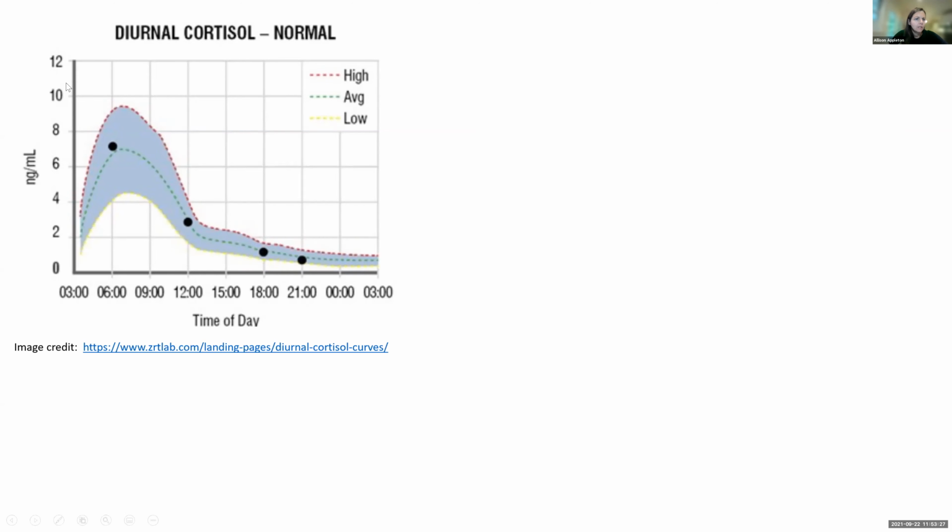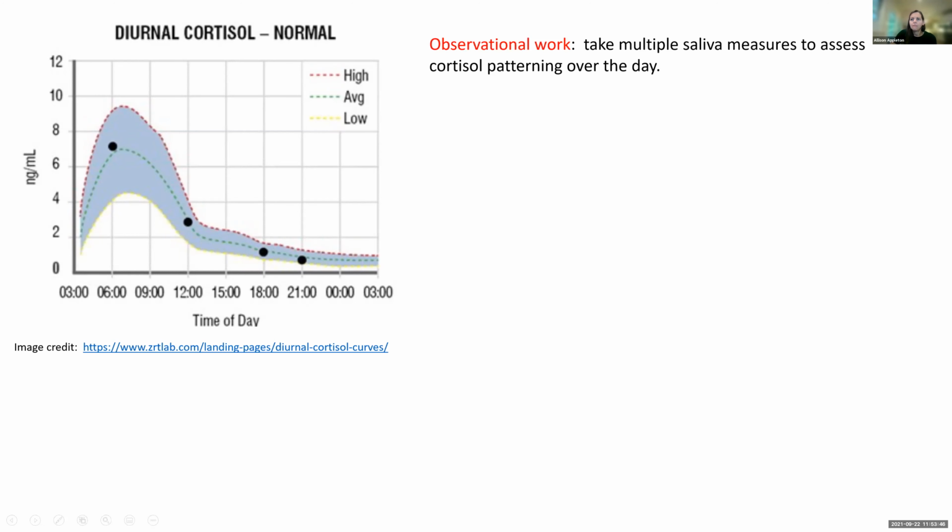On the y-axis, there's cortisol concentration, and across the x-axis, we see time. Cortisol concentrations are high when you wake up in the morning, and they go down over the course of the day. If you are doing an observational study, like a traditional epidemiologic follow-up study, you would want to take multiple saliva measures to measure the cortisol patterning over the course of a day. You don't just want one measure because you'll miss this change over the day. You also want to standardize across people what time of day you're taking these samples.